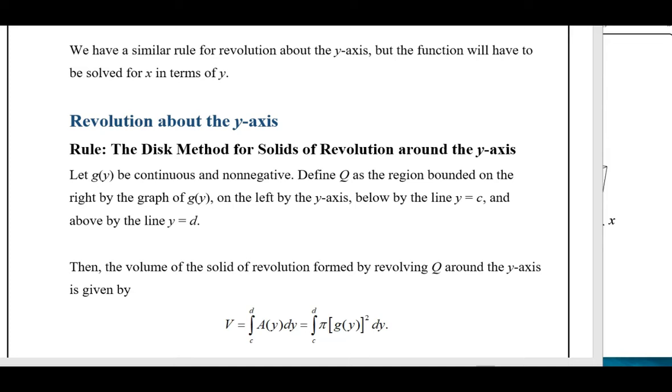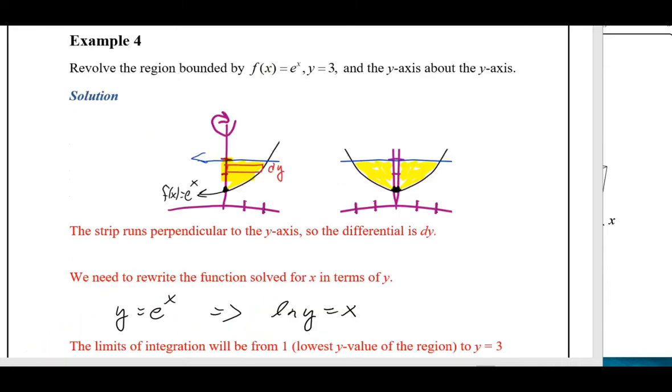Then the volume of the solid of revolution, formed by revolving that region Q around the y-axis, is given by the definite integral from y equals c to y equals d of the area function, which is pi r squared again, times the differential dy. Let's look at an example of a problem where we are revolving about the y-axis.